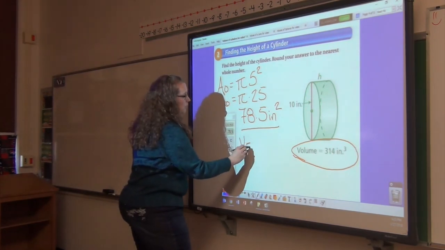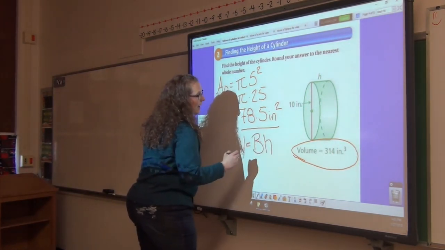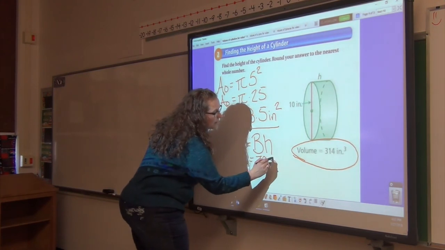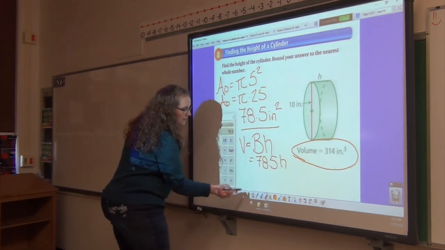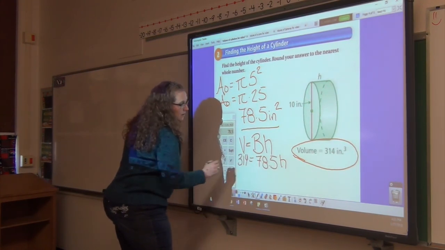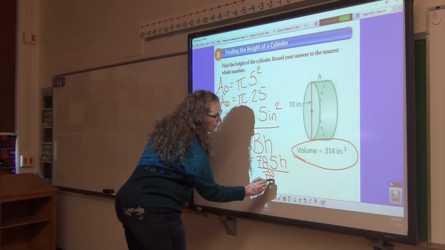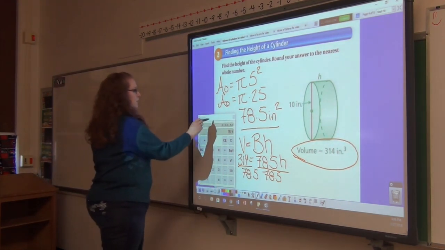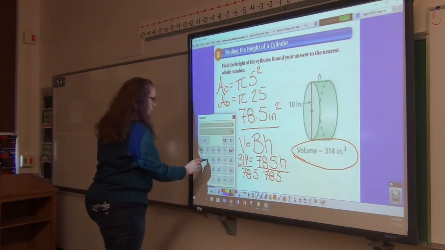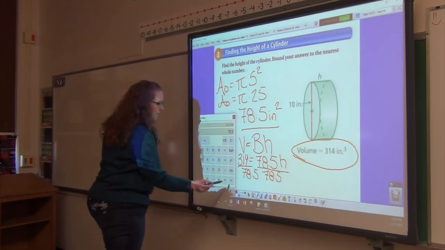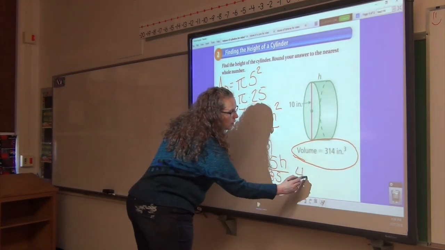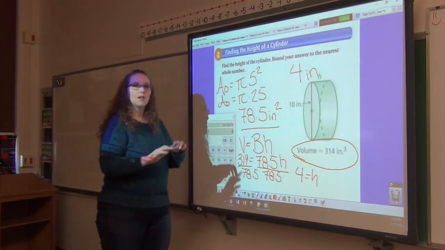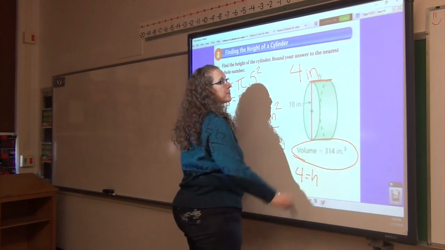So if I have volume equals area of the base times the height, I know that the area of my base is 78.5. So volume equals 78.5 times height, but my volume, I know what that is. It tells me right here that it's 314. So if I divide by 78.5, then it will give me the height of this cylinder. So I have 314 divided by 78.5, and that equals 4. So my height equals 4 inches. It is not cubed, it's not squared, because it is just this distance. So you just label it inches.